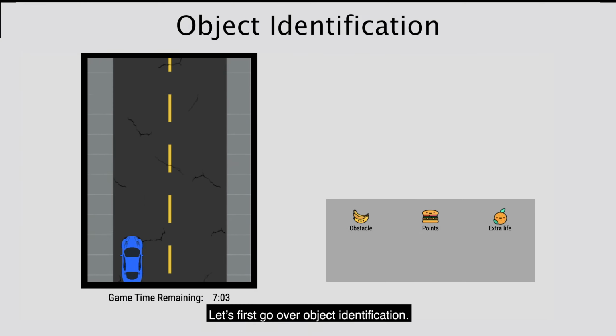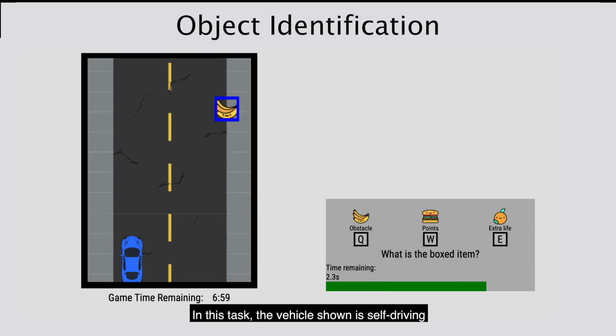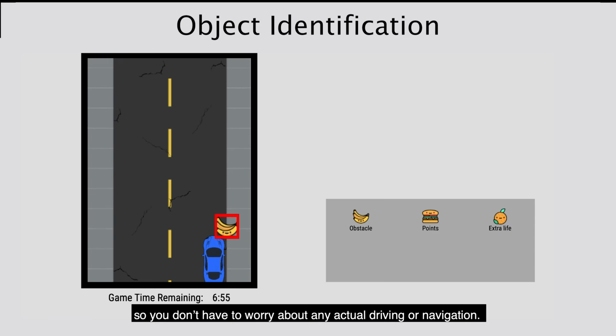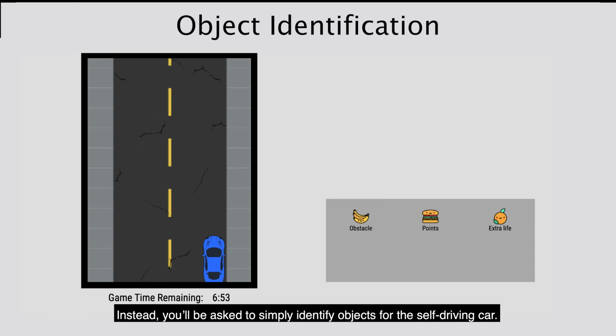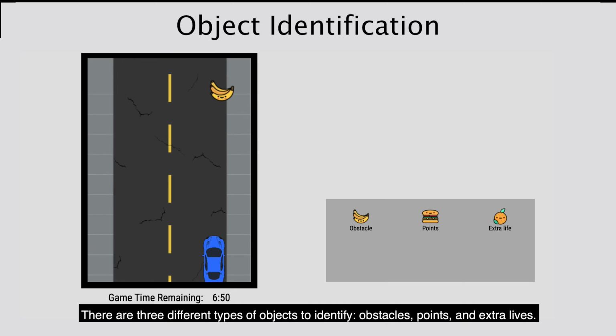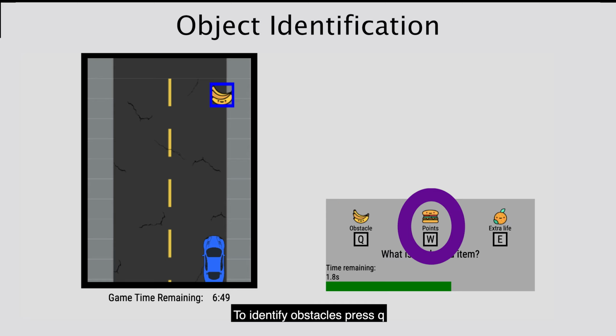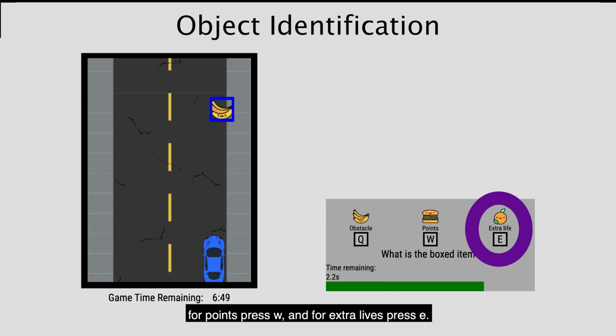First, let's go over object identification. In this task, the vehicle shown is self-driving, so you don't have to worry about any actual driving or navigation. Instead, you'll be asked to simply identify objects for the self-driving car. There are three different types of objects to identify: obstacles, points, and extra lives. To identify obstacles, press Q. For points, press W. And for extra lives, press E.